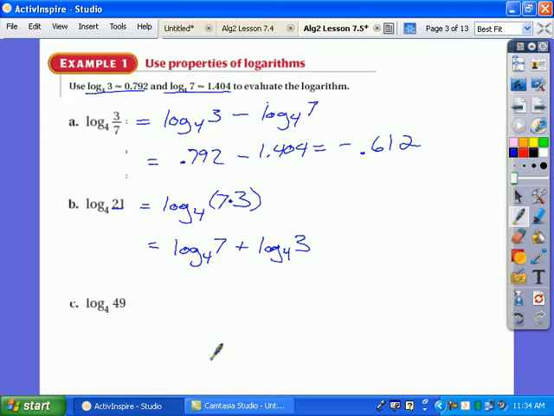And again, from the top of the screen, we know what log base 4 of 7 is. That's 1.404. And log base 4 of 3 is 0.792. And when we add these, we get 2.196. And so this is what log base 4 of 21 would equal.